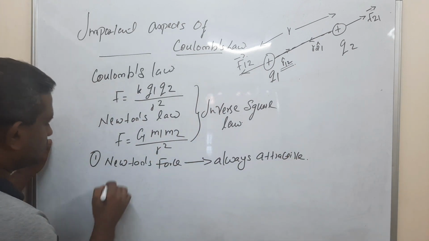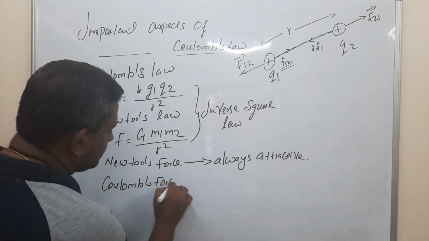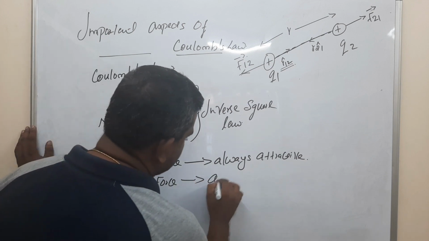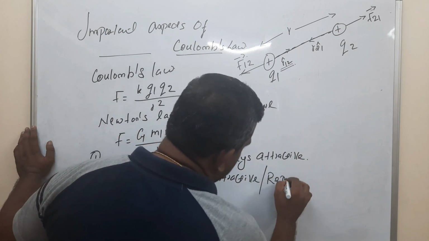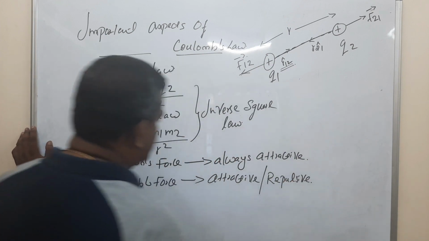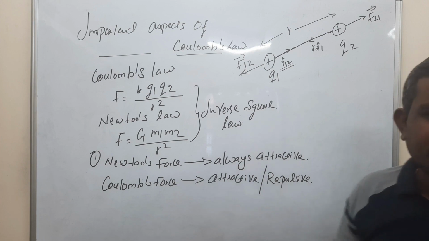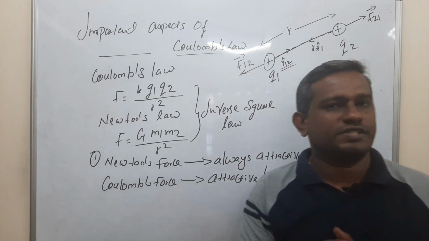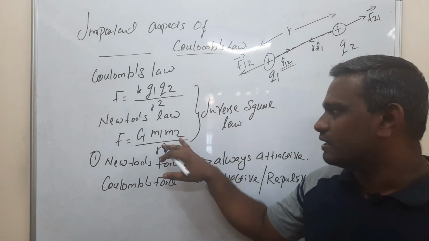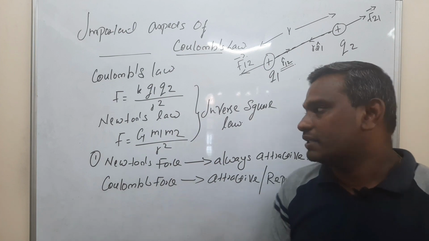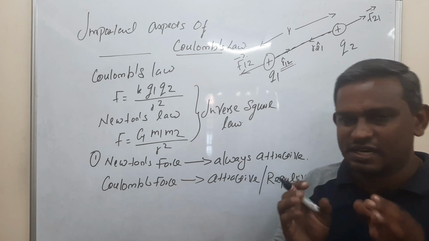but Coulomb's force is attractive or repulsive. The force between two masses is always an attractive force, that is Newton's force or gravitational force. So these laws have the same structure, but Newton's law of gravitational force between the two masses is always attractive.